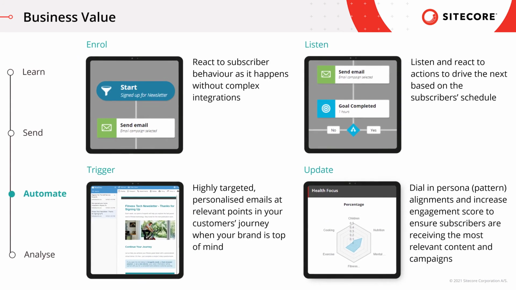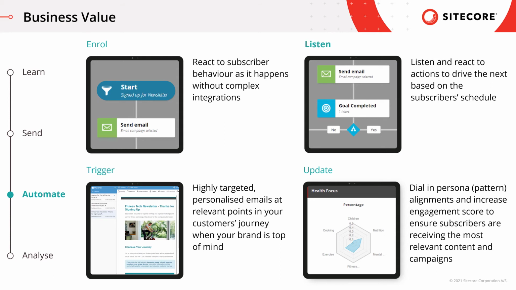So now we've seen how we can automate our communications, listening and reacting across channels. We can enroll subscribers in an automation campaign as soon as the behavior the campaign is listening for is matched. We can tap into the rich analytics data provided by Sitecore Experience Platform across web, email, and marketing automation without the need for complex integrations. Highly targeted and personalized emails can then be triggered to ensure communications are timely and being put in front of your subscriber when your brand is top of mind for them.